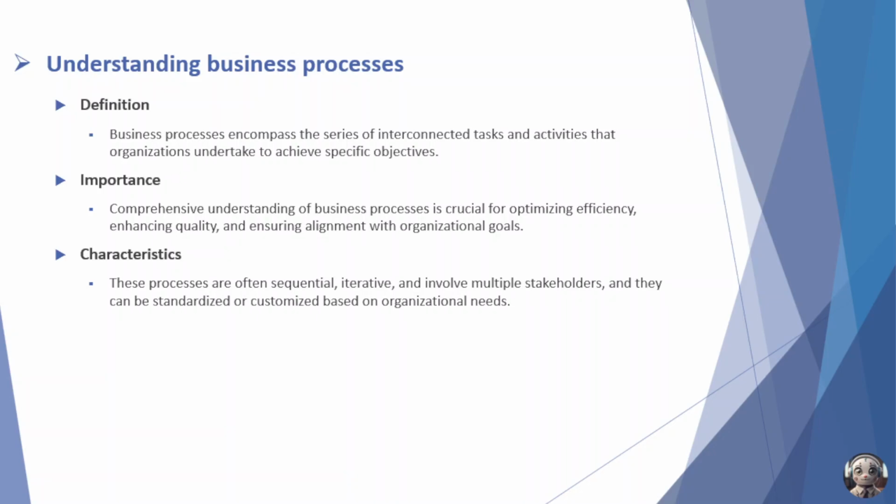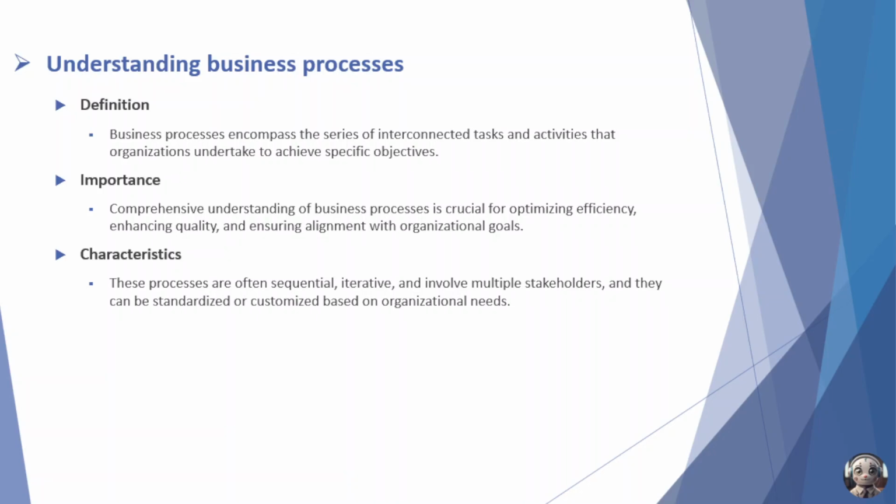Firstly, business processes often exhibit a sequential nature, meaning that tasks and activities follow a particular order or sequence. This sequentiality ensures that activities are executed in a logical manner, minimizing errors and maximizing efficiency. Moreover, business processes are iterative, allowing for refinement and improvement over time. This iterative nature enables organizations to adapt to changing circumstances, refine their approaches, and continuously enhance performance. By embracing iteration, businesses can remain agile and responsive in the face of evolving market dynamics and customer preferences.